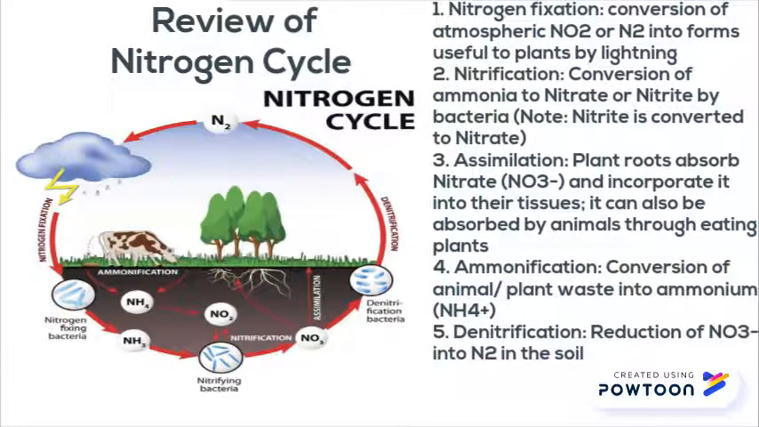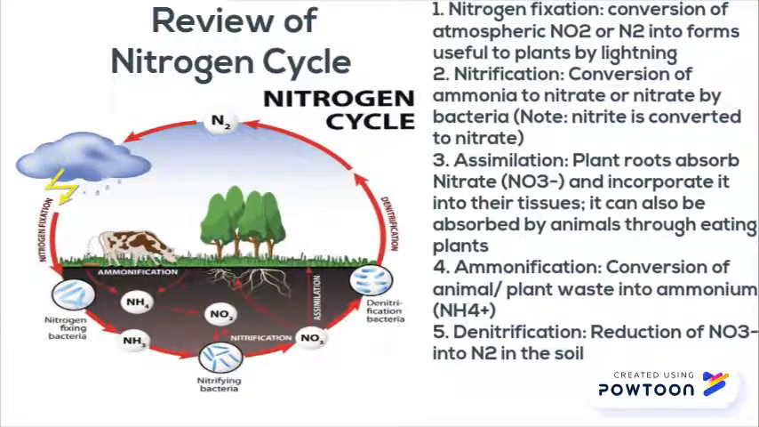The nitrogen cycle is a very important step in the formation of nitrogen oxides. The first step of the nitrogen cycle is nitrogen fixation, which is the conversion of atmospheric NO2 or N2 into forms usable by plants. Step 2 is nitrification, in which ammonia is converted to nitrate or nitrite by bacteria. Step 3 is assimilation, in which plant roots absorb nitrate and incorporate it into their tissues, as well as animals absorb this into their tissues by eating plants. Step 4 is ammonification, in which animal and plant waste is then converted into ammonia. And finally, step 5 is denitrification, in which NO3 is converted into N2 in the soil.